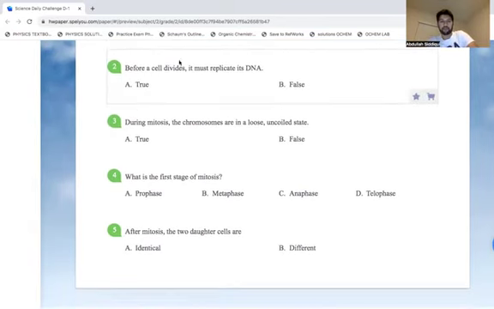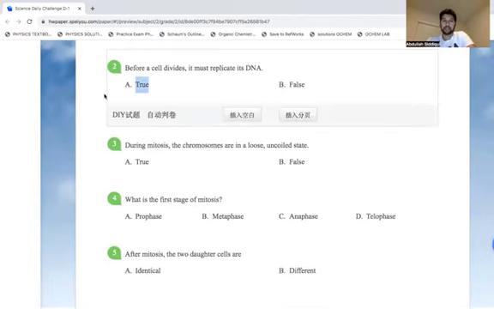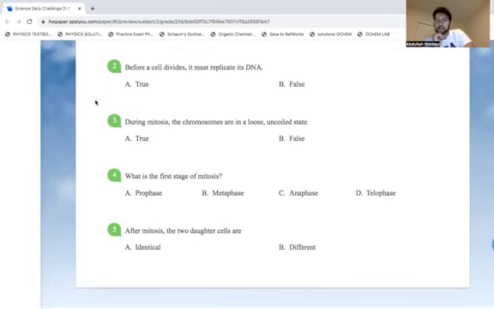Question 2. Before a cell divides, it must replicate its DNA. This is going to be a true statement, so A should be correct. And the reason for this is because if a cell does not replicate its DNA, then the new cell that's being created will not be able to be functional, right? The cell needs its DNA. The DNA is going to code for proteins, and the proteins are essential for the life of the cell. And so if the cell does not replicate the DNA, then one daughter cell will not have that DNA, and thus it will not be functional.